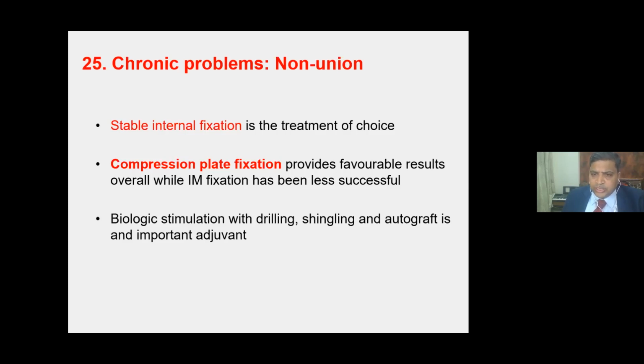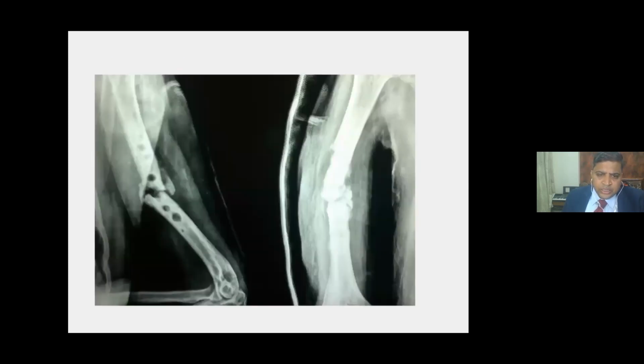And intramedullary fixation has been very less successful. Also, simultaneously you will get the advantage of drilling, shingling and putting the grafts, opening the fracture site, freshening simultaneously can be done. So this is a complex case scenario of a humeral nail which has failed, which has been taken out, and the patient landed up with this kind of non-union.